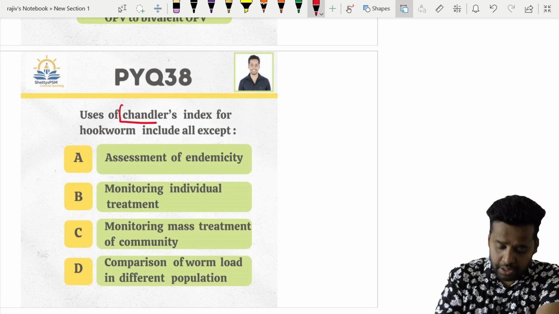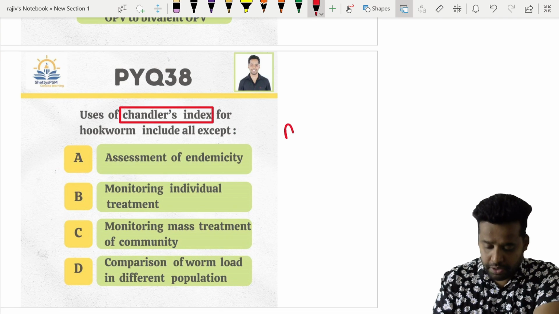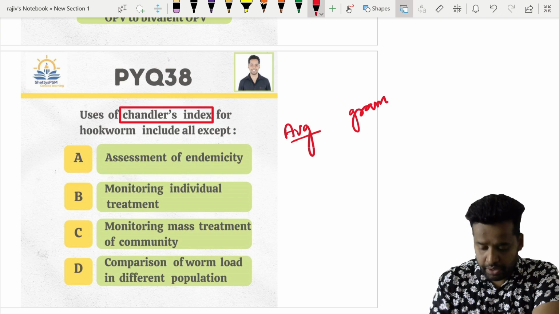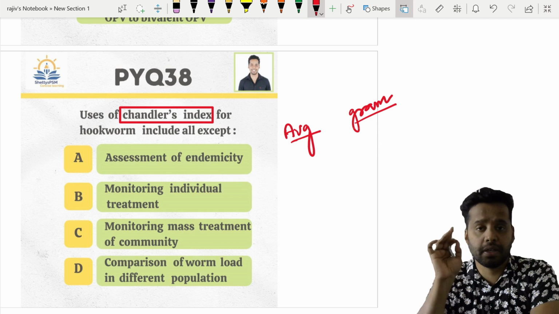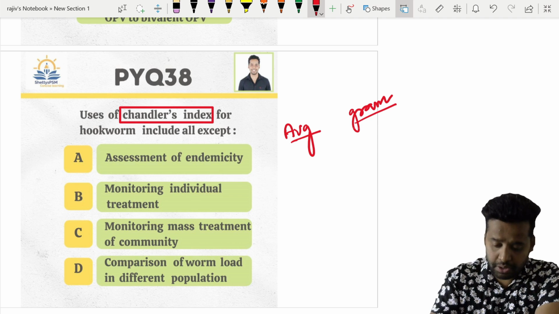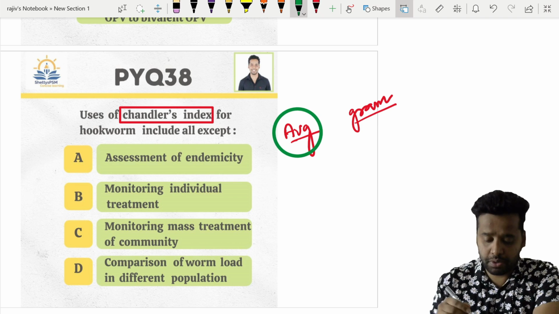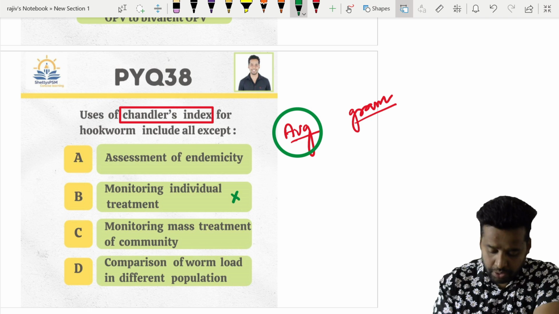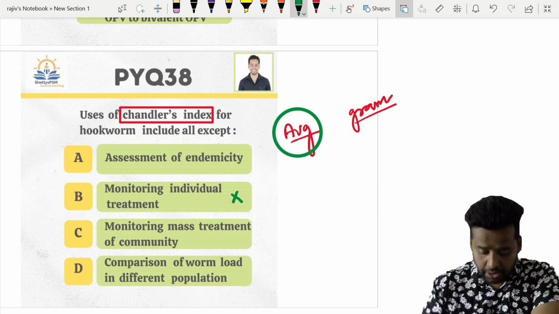Use of Chandler index. You know this, it is an average number of eggs per gram of stool, mainly for hookworm. Since the word average comes, it is for the whole group, not for the individual. We take it for the whole group, not related to the individual.